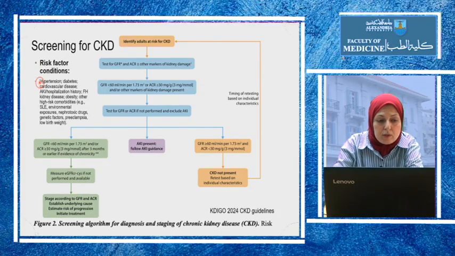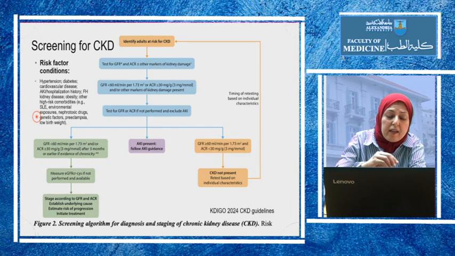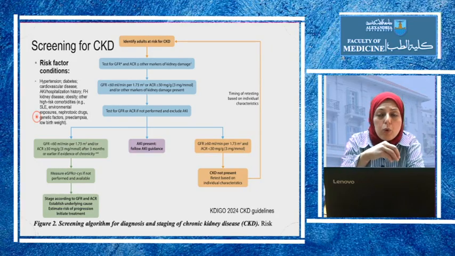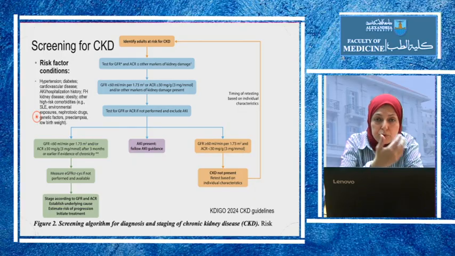So risk factor conditions are many, and they may include hypertension, diabetes, cardiovascular disease, patients with previous episodes of AKI and hospitalization, patients with a family history of kidney disease, obesity, other high-risk comorbidities like lupus, patients with environmental exposure to nephrotoxins, patients on nephrotoxic drugs, patients with genetic factors that predispose, patients with previous preeclampsia, and actually patients who at birth had low birth weight. They usually have lower nephron mass than normal and actually should be followed up for renal function.